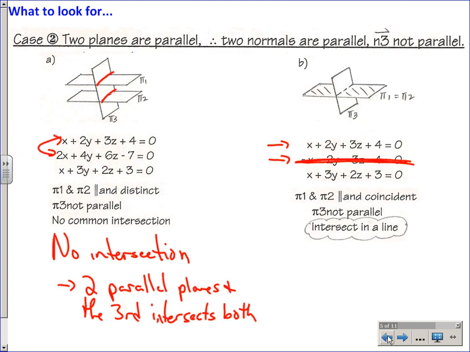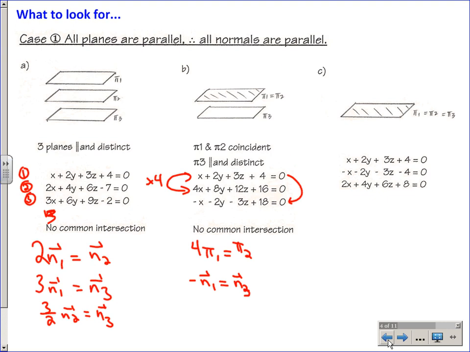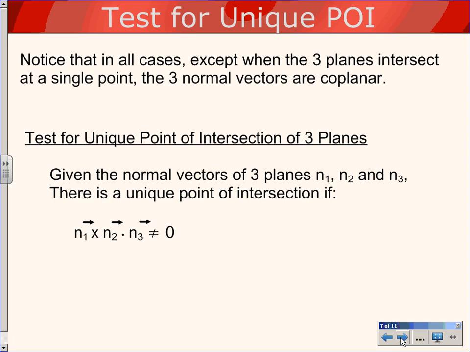And it's actually true for these ones here too. If I was able to put normal vectors on all of those cases, the normal vectors would all be in the same plane. The only time that they're not in the same plane is if the three planes intersect at a point. So what that gives us then is this test for a unique point of intersection. If we know the three normal vectors, we can check to see if the normal vectors are coplanar.